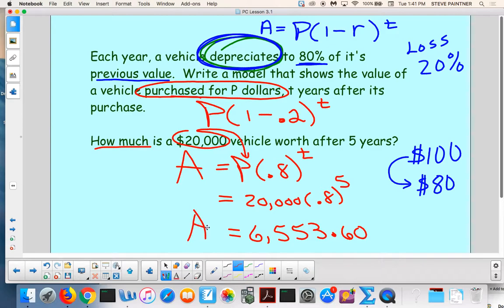So you bought a brand new $20,000 car, and it's worth about $6,500. So you drove it for 5 years and lost how much money? $13,500. Was that a really good investment on your part? No. Is that a lot of money to you? Yes. Terrible, terrible investment to go buy a brand new car, especially for you.